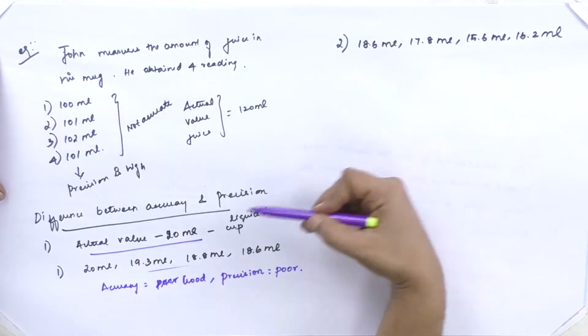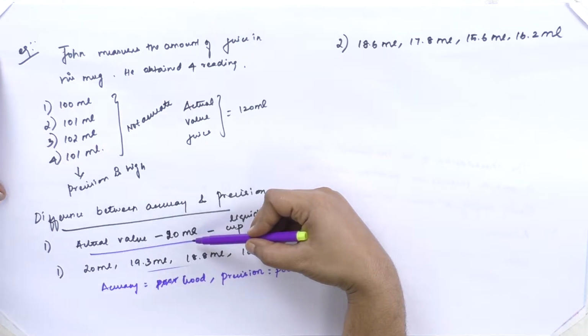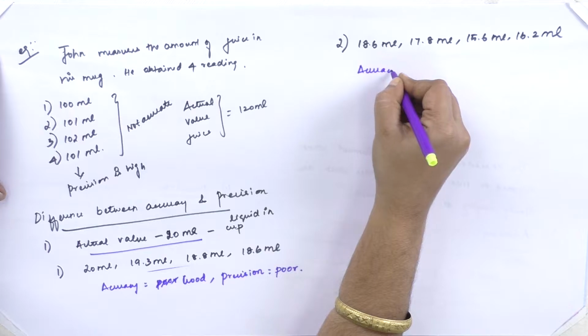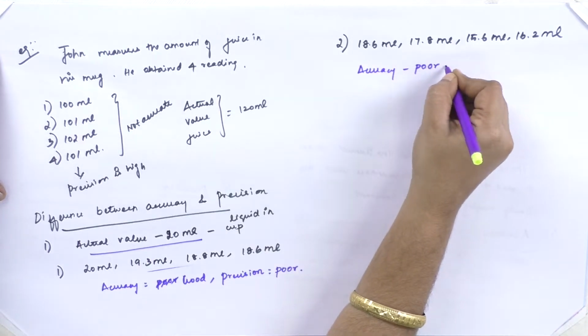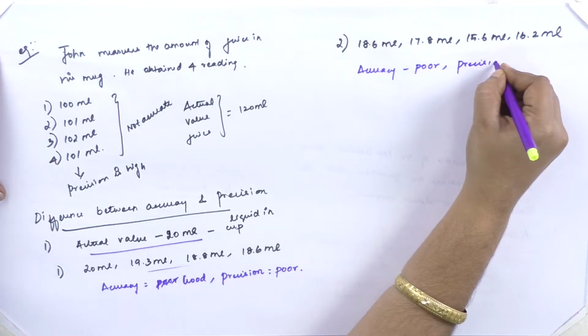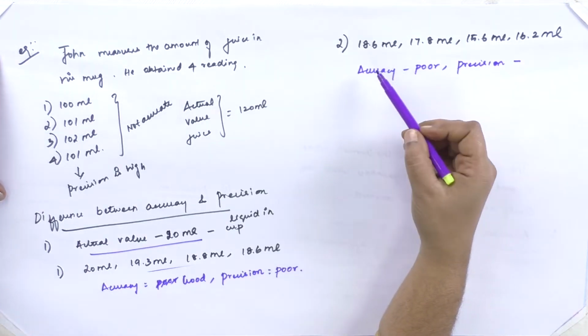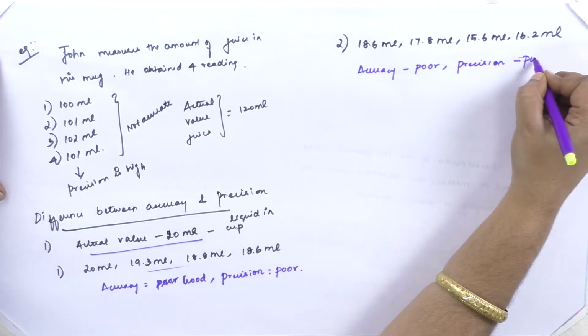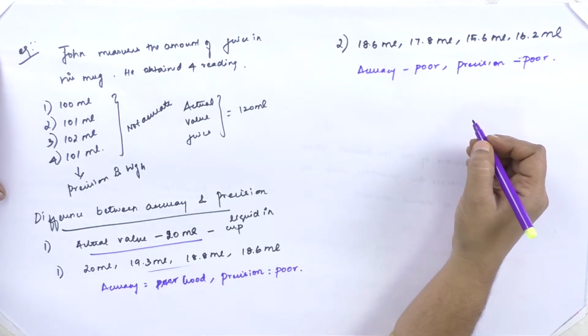The same case, the actual value for these readings is 20 ml. None of the readings is equal to or nearer to the actual value, that is 20 ml. So we can say that the accuracy is poor for these readings. What about the precision? The difference between the values is also not close to each other. So we can say that the precision is also poor in this case.